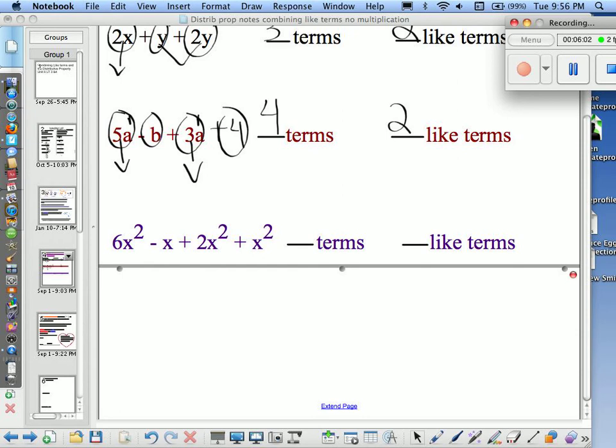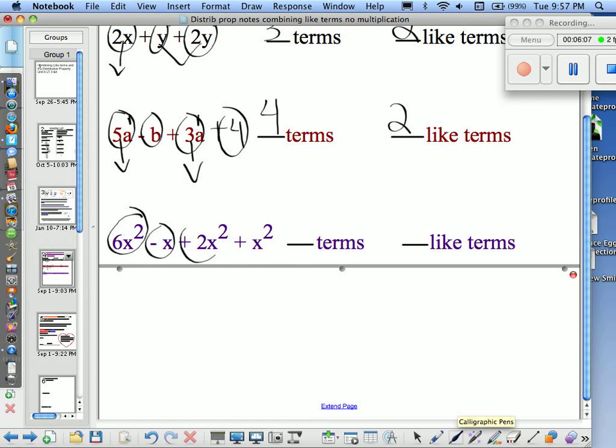So terms again. Got 1 term, 2, 3, and 4 terms. Like terms though. We've got a like term here because it's x to the second. Here and here. They're all x to the second. We're not worried that the coefficient there is 1, that the coefficient on the other 2 are different. We're worried about that variable and that exponent. So 3 like terms. X is being raised to the first power.